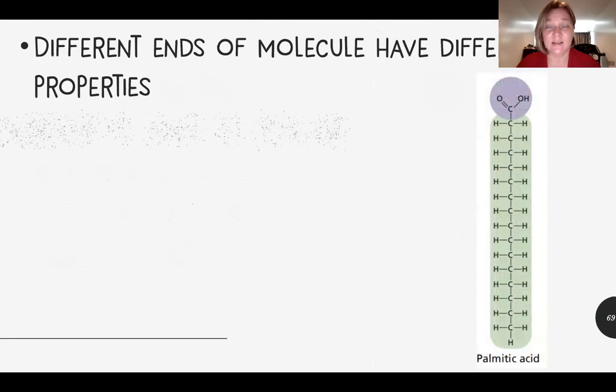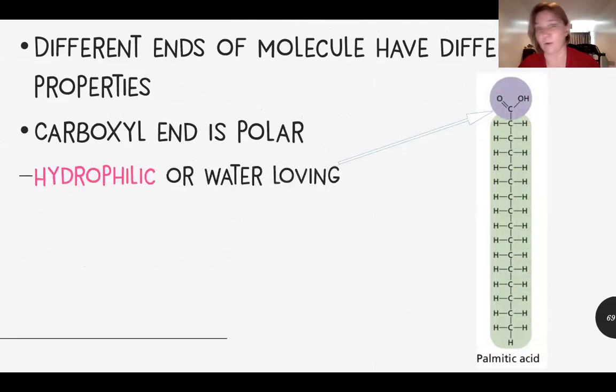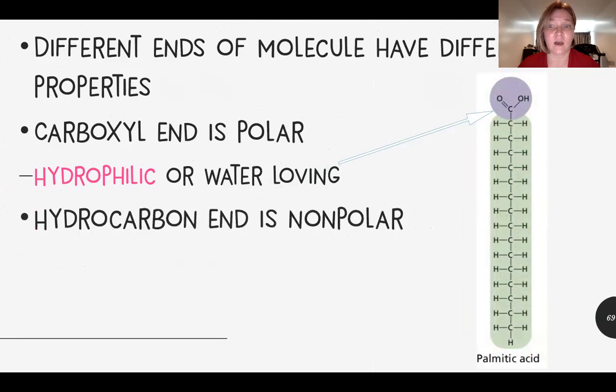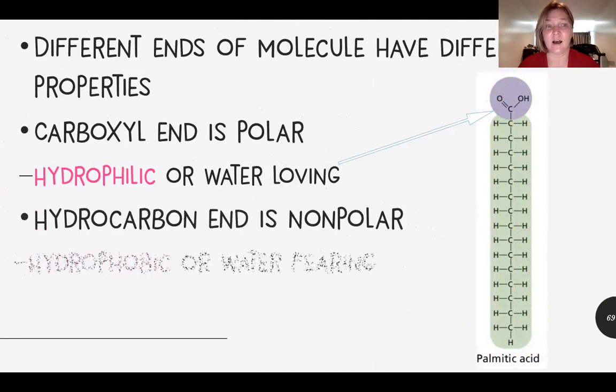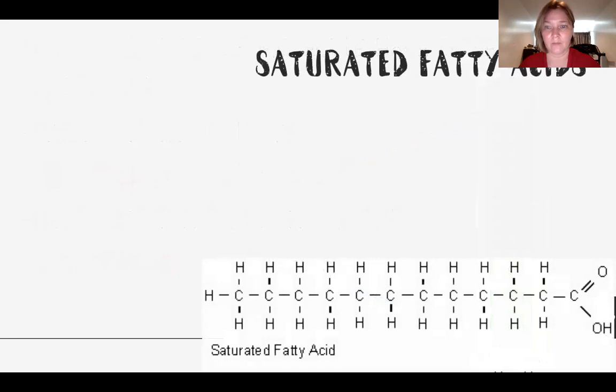Like I said, the different ends of a fatty acid molecule have different properties. So the carboxyl end is polar because of the OH in the upper right-hand corner, which you see there, which means the carboxyl end is hydrophilic, or water-loving. The other end is just a hydrocarbon, which means it's nonpolar, which means it's also hydrophobic, or water-fearing. So you have two different ends of a fatty acid. One of them can dissolve in water and one of them cannot.